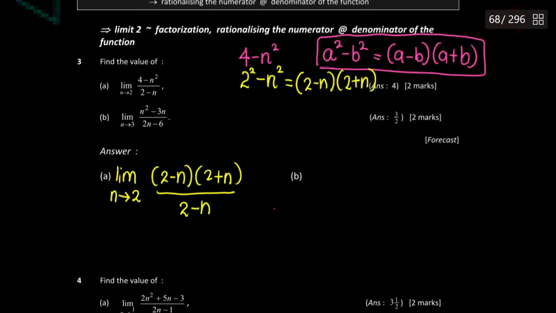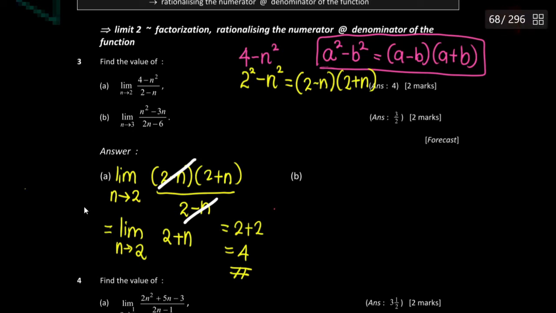Can you see the similarity between the numerator and the denominator? Yes, so we cut which one is similar. Since we cut already, what are we left with? Limit of n approaching 2 for 2 plus n. So now you substitute, 2 plus 2 is 4. So the limit value here is 4.